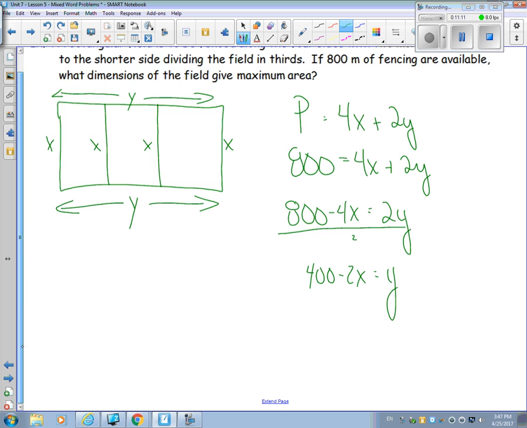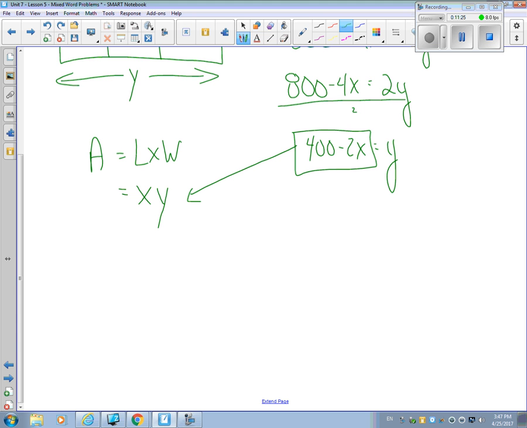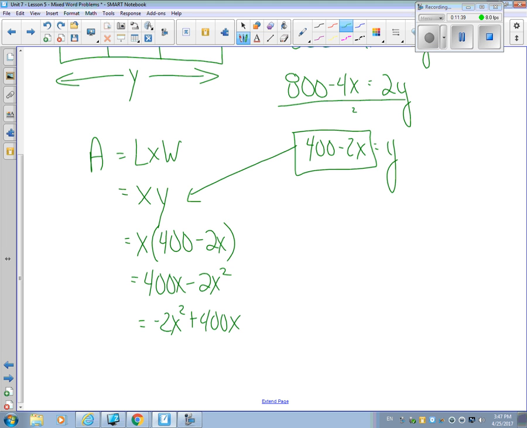Area. How do I find the area of a rectangle? Area is length times width. Well, my length is x and my width is y. But I know that y can also be called this stuff. So in other words, I have an equation that only has an x in it. I can simplify that by expanding and rearranging. And really, the area of this rectangle is given by this. Well, good. I find the area.